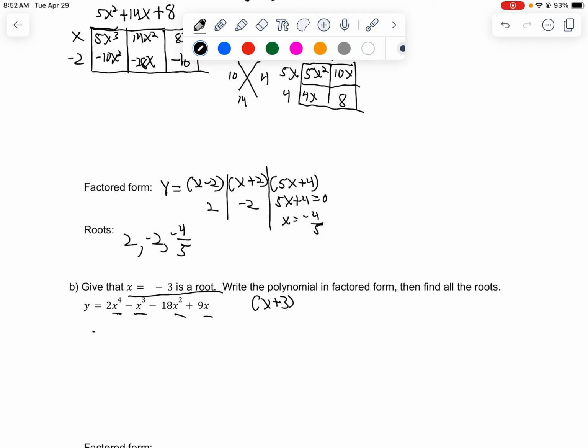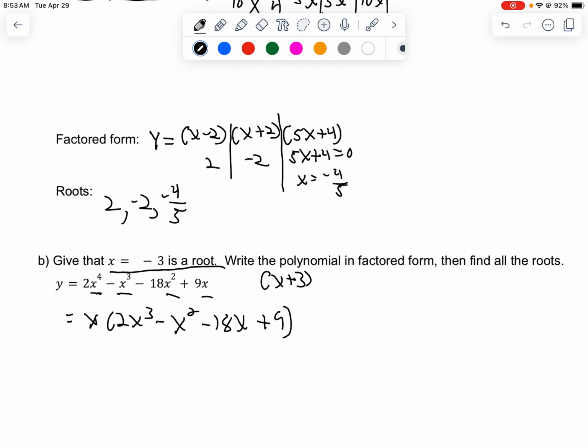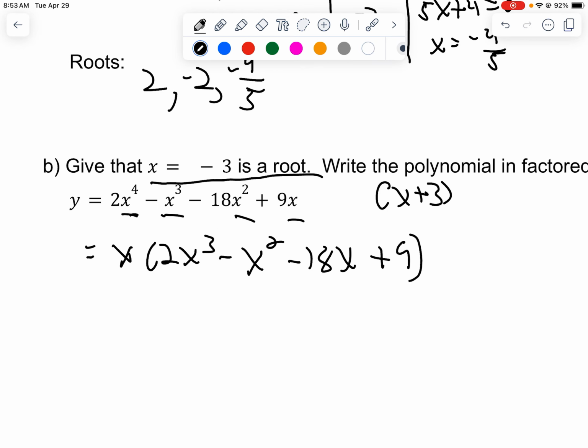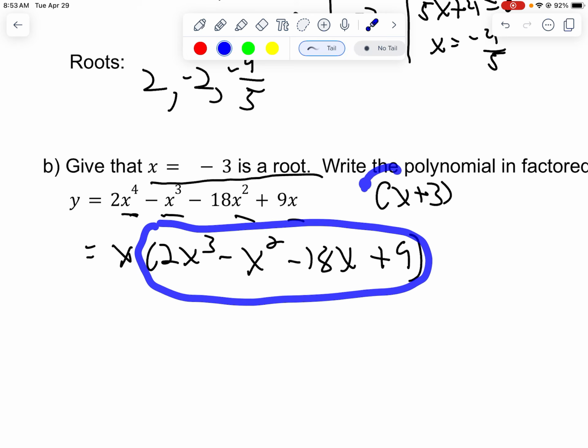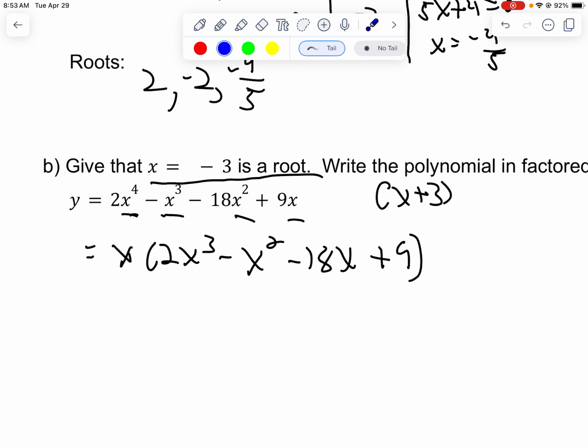So we can rewrite this as x times 2x cubed minus x squared minus 18x plus 9. All right? So we have this. Now, we can divide this mess by x plus 3.